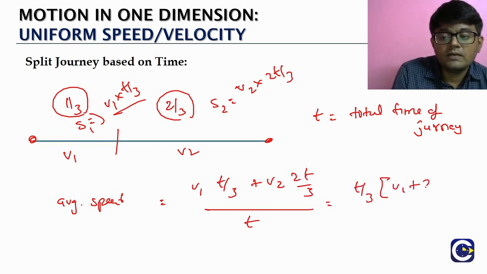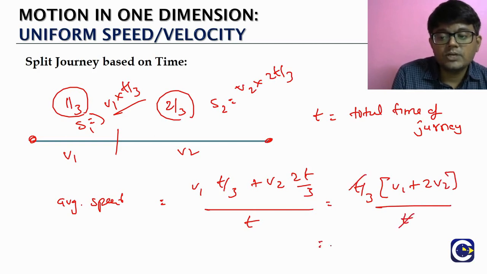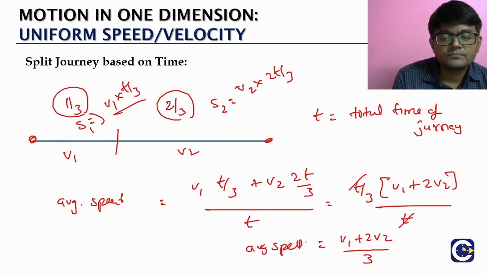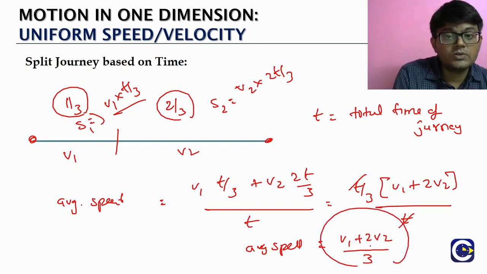So we'll have v1 plus 2v2 inside the bracket. So t is going to get cancelled. What is it? v1 plus 2v2, whole divided by 3. This is our average speed. Basically, the way we divide the time interval, the corresponding average speed relation is also going to change.